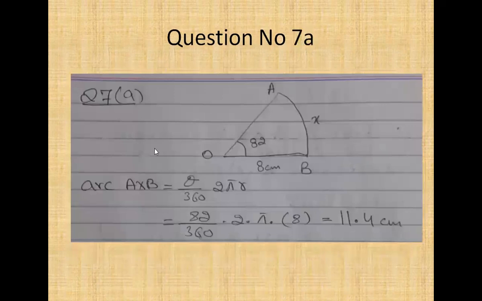Question number 7, A part. The arc length AXB will be equal to theta divided by 360 times 2 pi r. Theta is 82 degrees, so 82 divided by 360 multiplied by 2 multiplied by pi multiplied by 8 equals 11.4 centimeters. So the length of this arc AXB will be 11.4 centimeter.